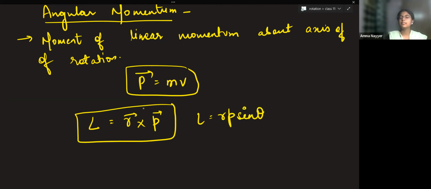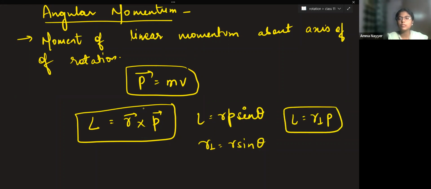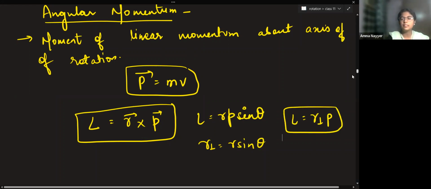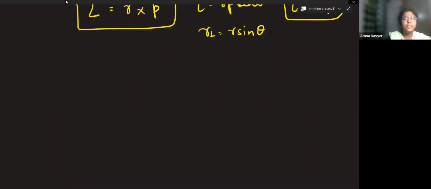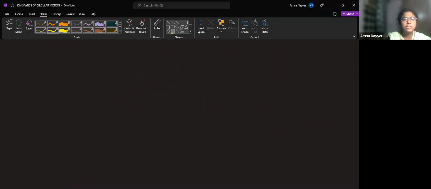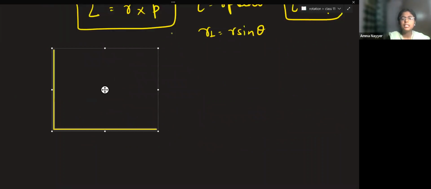R P sine theta. R cross P will become R P sine theta. Same thing, R perpendicular will be R sine theta. So you can write this angular momentum as R perpendicular into P. This way also you can write. And even if you want to see it graphically, you know how all these have been written. Same thing, class, the way you have done it.